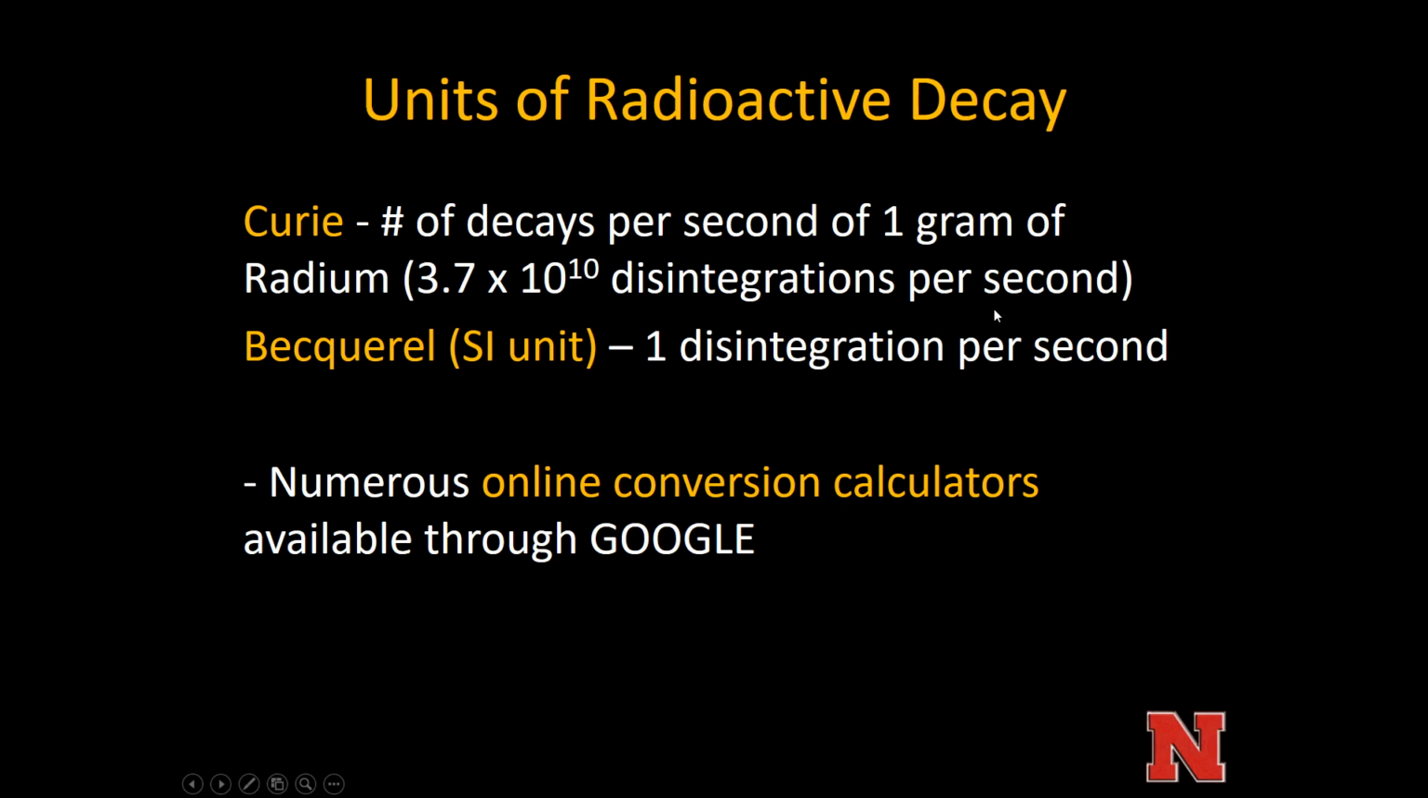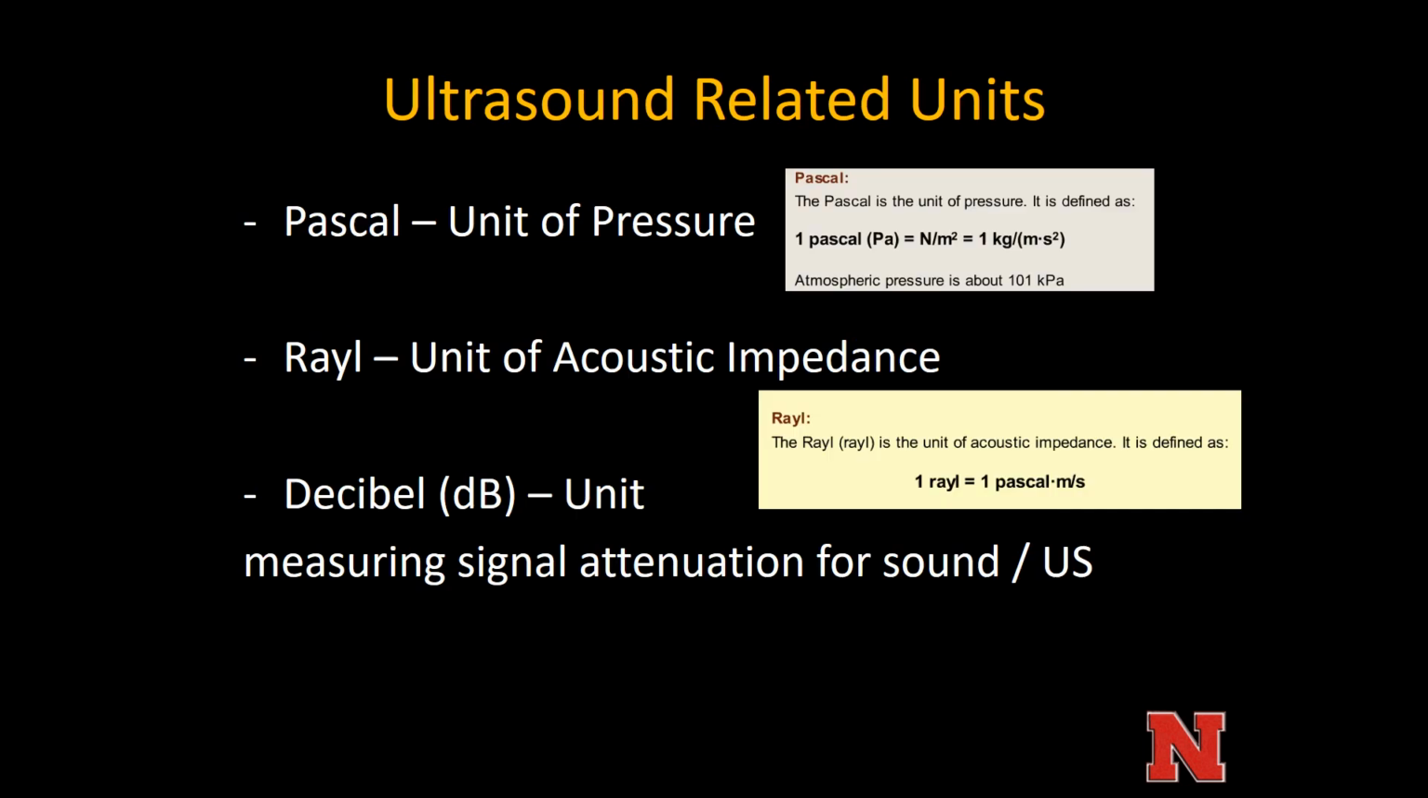All right, units of radioactive decay. We have a Curie, that's the number of decays per second of 1 gram of radium. That's 3.7 times 10 to the 10 disintegrations per second. Becquerel is 1 disintegration per second. And there are numerous online calculators that you can use.